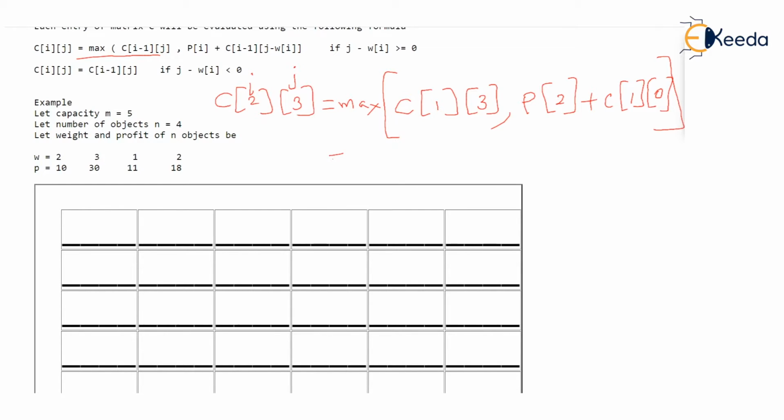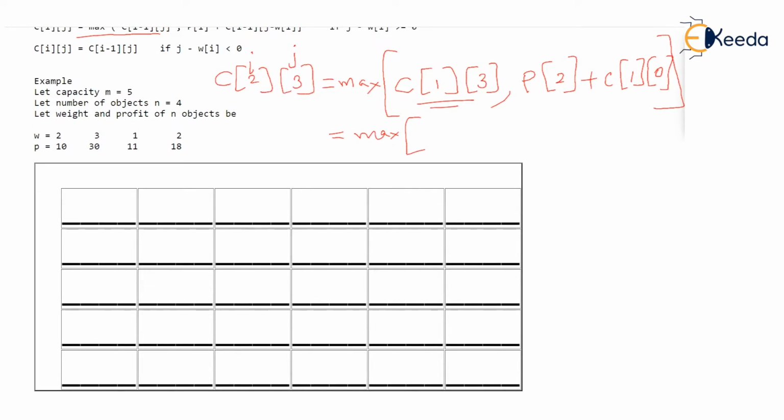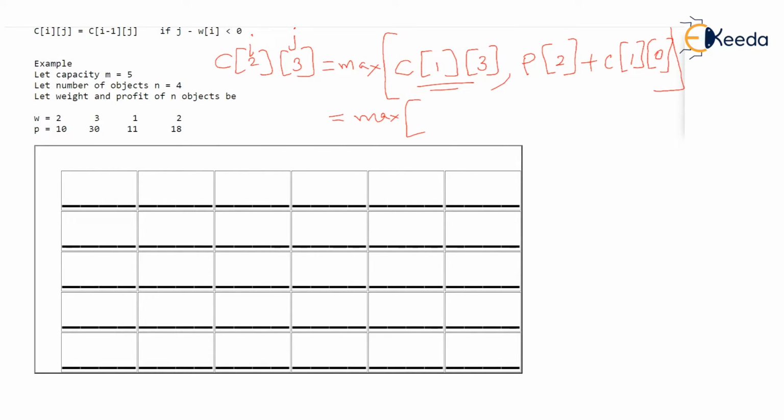That will be the maximum of C13. Now what is C13? Come on, you know what we are doing. We are doing the dynamic approach. In the dynamic approach, at the time when we are finding C23, this element, we have already found C13, this element, because we are filling in row order, isn't it? So we are taking whatever value is stored in C13.